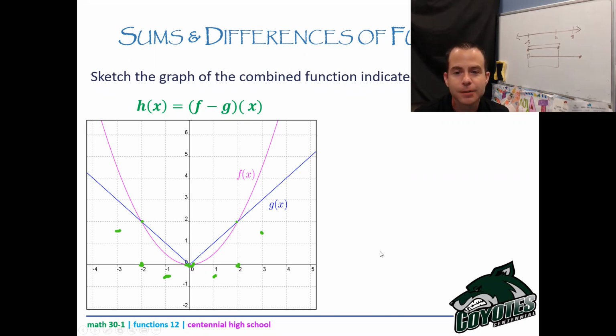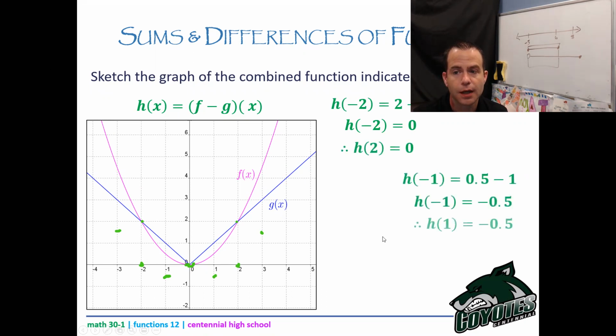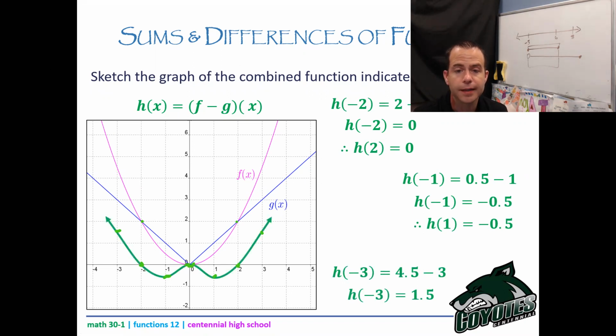So if I did this, here I am getting some points. h of -2 equals 2 minus 2, so h of -2 is 0. And I got those guys. These are all guys we've talked about. I'm just showing my work now, and there is the shape that I'm getting. So sketch the function, we have done that.